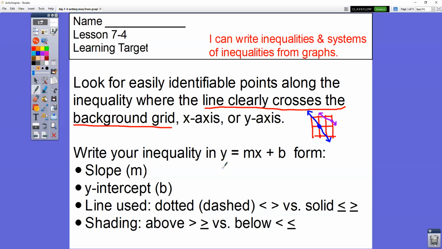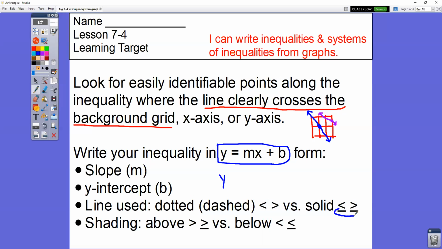So when you go to write your inequality statement, we need it in this y equals mx plus b form. So when you go to write your equations, you're always going to have y first. Then you're going to come up with your inequality symbol. Now, the way that you come up with your inequality symbol is we have to look at the graph. We have to tell what type of line is being used to connect the dots. Is it a dotted line or is it a solid line? If it's a dotted line, it's either going to be less than or greater than. If it's a solid line, it's going to be less than or equal to or greater than or equal to.